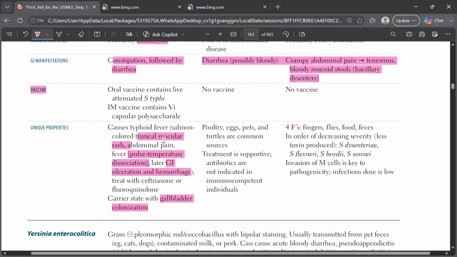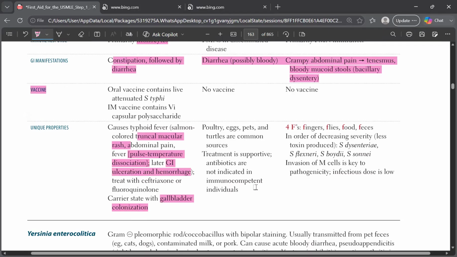Truncal macular rash, pulse temperature dissociation, and it has this pulse which is called relative bradycardia, and there's also ulceration and hemorrhage in the GI and gallbladder colonization. In other Salmonella species, there's poultry, eggs, pets, and turtles are common sources. Treatment is supportive. Antibiotics are not indicated in immunocompetent individuals.